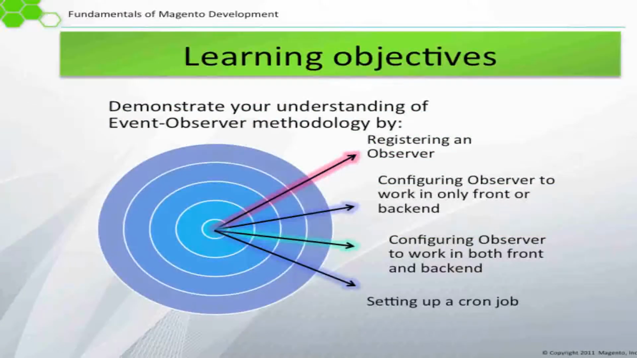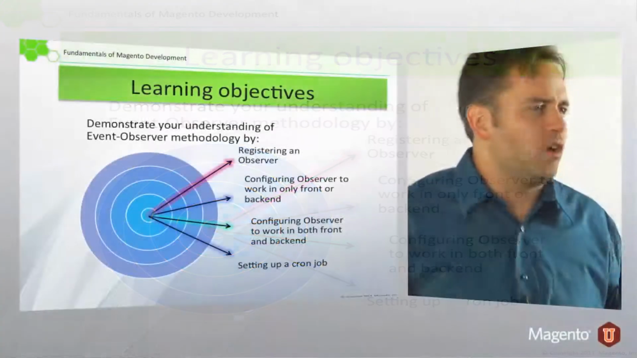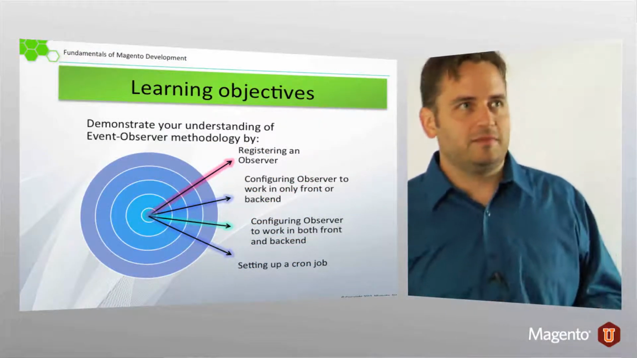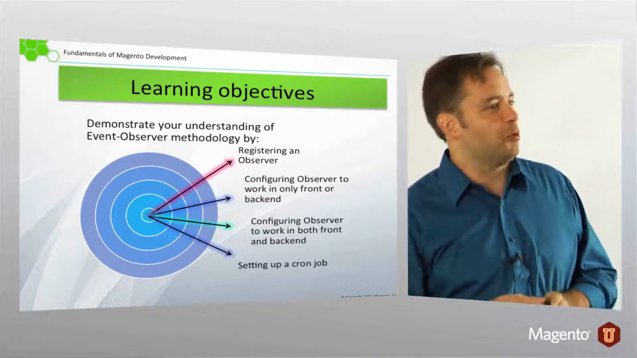So we will look at working in the context of a module. To register an observer, we'll look at how we can get that observer to work in different areas. And we'll also look at cron job configuration simply because I don't have a spot to put it and it's not worth an entire lesson.